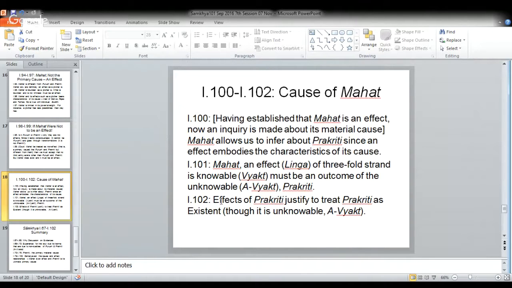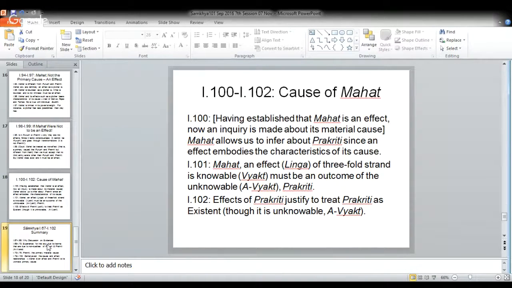Then finally he says effects of Prakriti justify treating Prakriti as existent, though it is unknowable. Somebody is arguing, if something just cannot be known, then what is its relevance? So he says, yes, it is relevant because the entire creation is an effect of Prakriti. So that justifies treating Prakriti as existent. It does exist, even though theoretically it is unknowable for human beings. So that was his Satkaryavad.